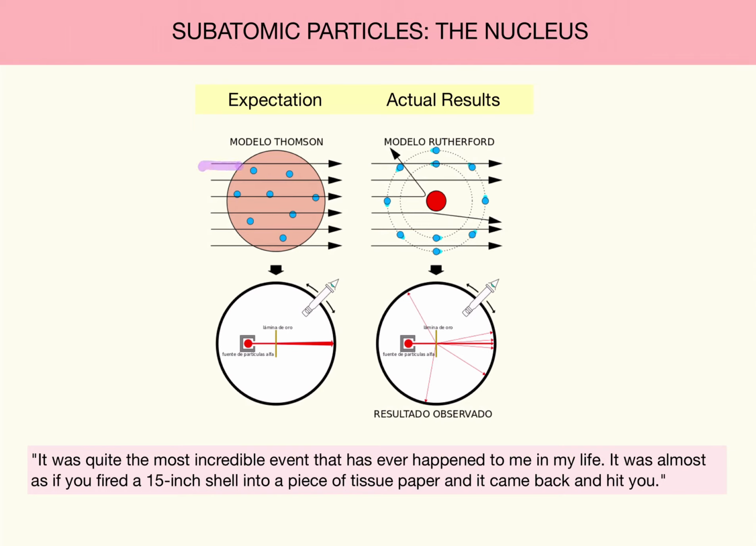In contrast to the plum pudding model, he postulated that there must be a very, very dense material in the center of the atom that was so dense that if it was hit with an alpha particle, it would actually deflect the alpha particle. And it must also be charged, because when a charged particle, such as an alpha particle, which has a positive charge, gets near it, the charge repels and it deflects. And so he concluded from that there was a lot of mass at the center of the atom, and that it must be positively charged.